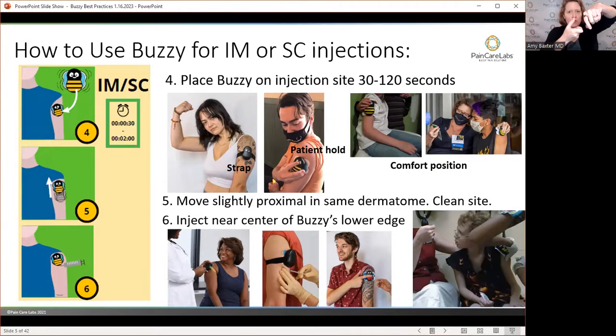So it's just that you want to make sure that you've got the Buzzy active and with cold, interrupting the nerve signal while the injection is being given. Now, in terms of this, how long do you leave it on? 30 seconds is usually adequate for the cold vibration to work. If it is a very painful injection, Humira, HPV, then you may want to leave it on up to 2 minutes. More than 2 minutes doesn't really give any additional numbing or desensitization.